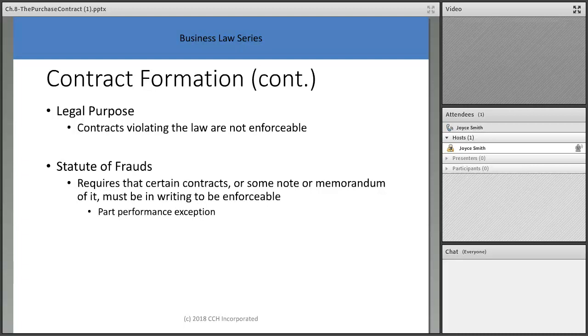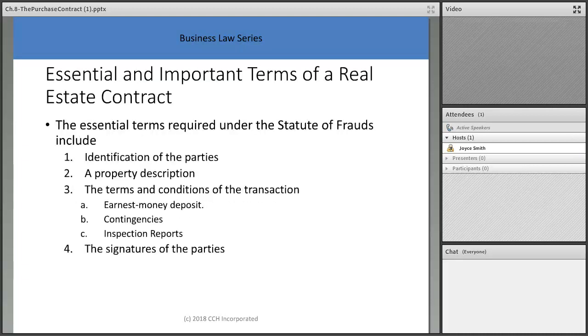The legal purpose, contracts that violate the law are not enforceable. And again, statute of frauds, they got to be in writing. Some note or memorandum has to be in writing to be enforceable.